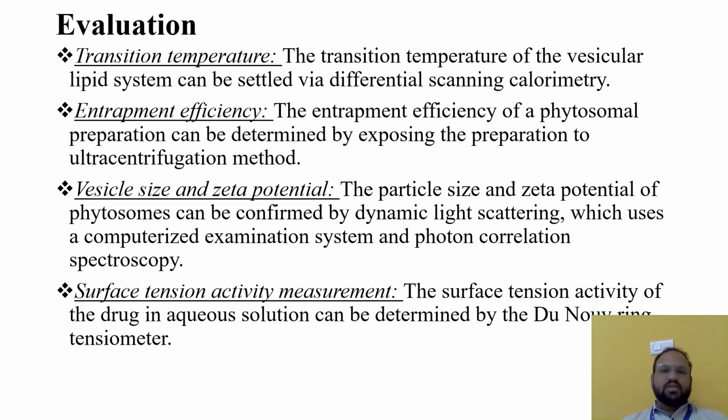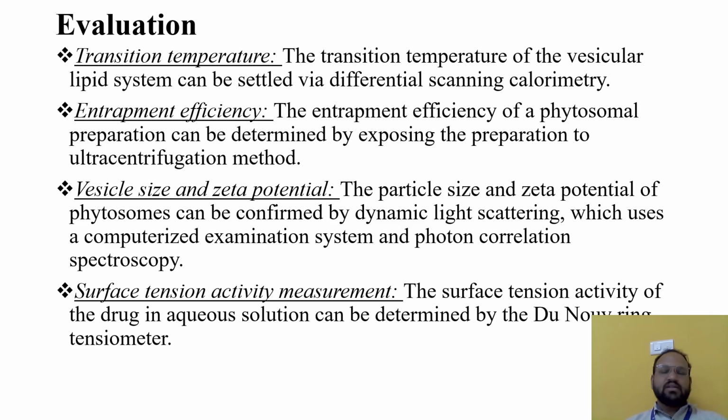Evaluation parameters, one is transition temperature. The transition temperature of the vesicular lipid system can be determined via differential scanning calorimetry. So if you perform a DSC test, then you will know the transition temperature of the vesicular lipid systems. Entrapment efficiency of the phytosomal preparation can be determined by subjecting the preparation to ultracentrifugation. From that you collect the supernatant liquid and test for the amount of drug molecule present. Then you can compare it with the amount that you added and the amount which is entrapped in your vesicular system.